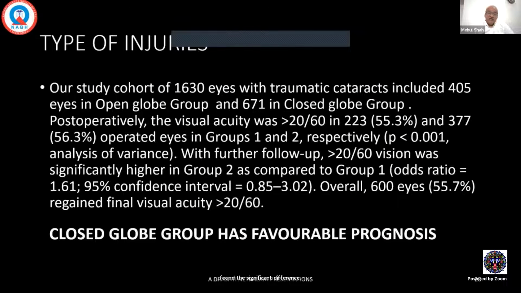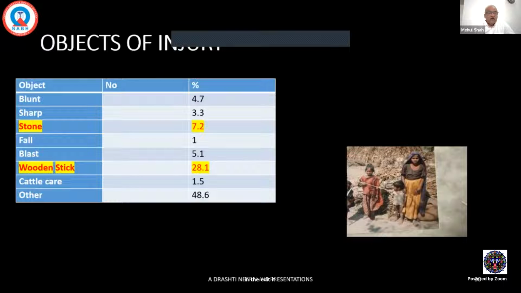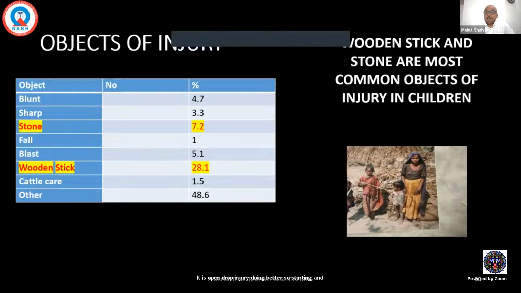For type of injury in the 1630, we compared visual outcome in open globe and closed globe injury. Both are published, one in Graefe's, one in the European Journal. In children, we found that closed globe injury is doing better, and in adults, open globe injury is doing better. Stone and wooden stick are the mainstay as objects of injury.